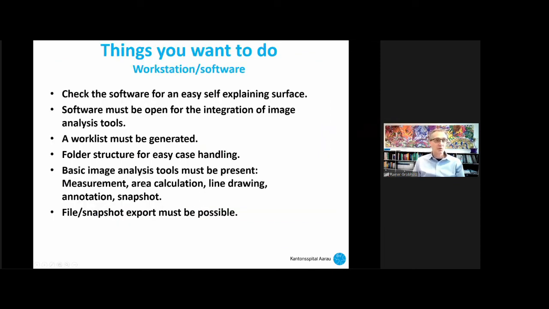So things you want to do: check the software for an easy and self-explaining surface, because you want to work on a daily basis and you want to really get all the cases done. Software must be open for the integration of image analysis tools. That's a big fish. It sounds so easy, but what I learned is that the integration of image analysis tools is not standard, and some vendors charge you for that.